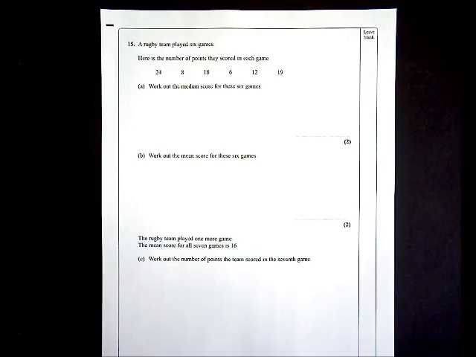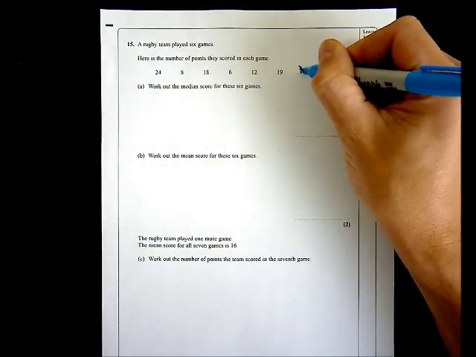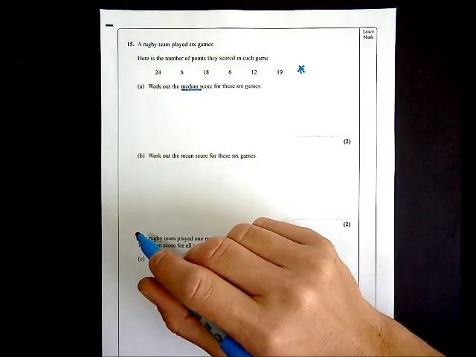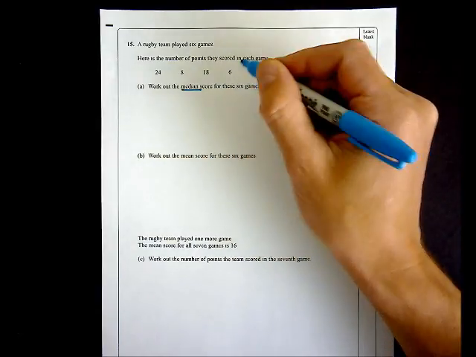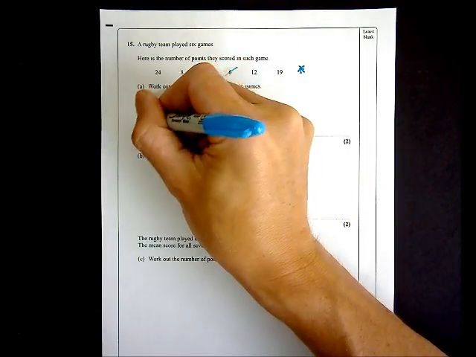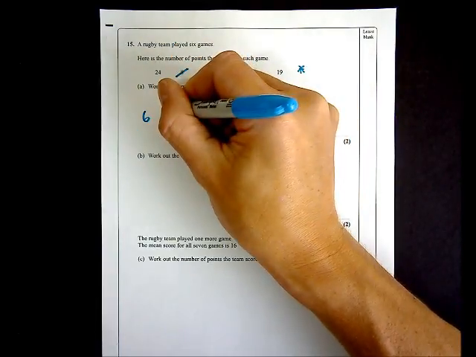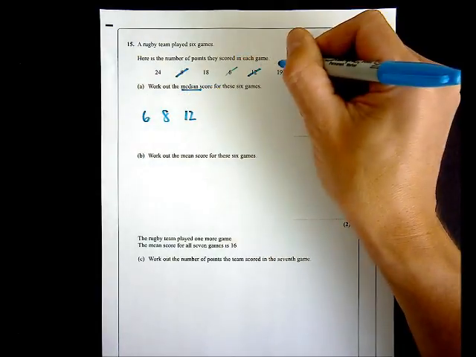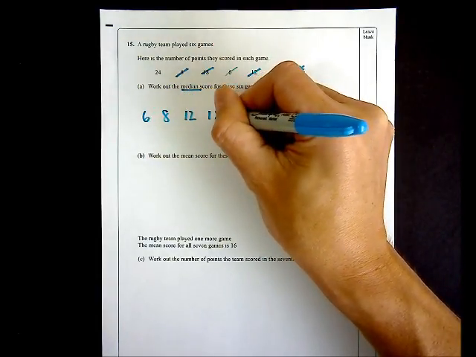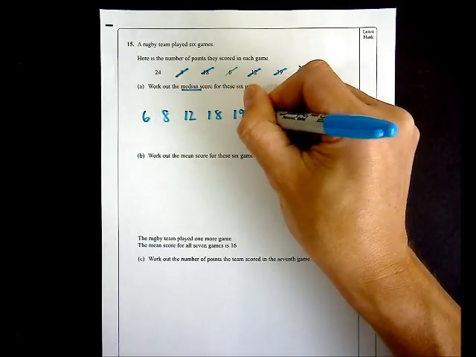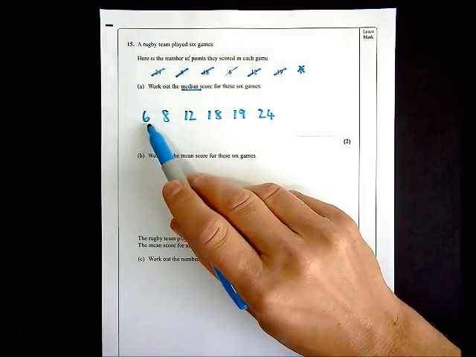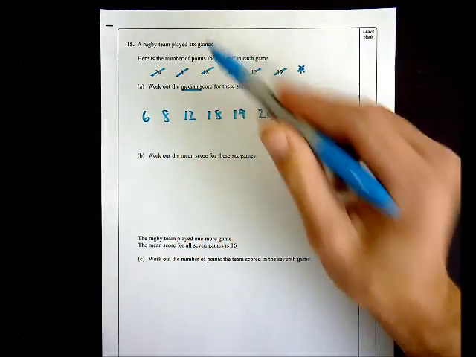In question 15, I'm told that a rugby team played 6 games, and I'm shown the points they scored in each game here. And in the first part, I'm asked to work out the median, which is the number in the middle. So first of all, I'm going to order my values from smallest to largest. So the smallest would be 6. And write that down, crossing them off as I go along. Then 8, then 12, then 18, 19, and finally 24. I'm going to make sure I've still got 6 numbers, 1, 2, 3, 4, 5, 6, as I started with 6 in the first place.